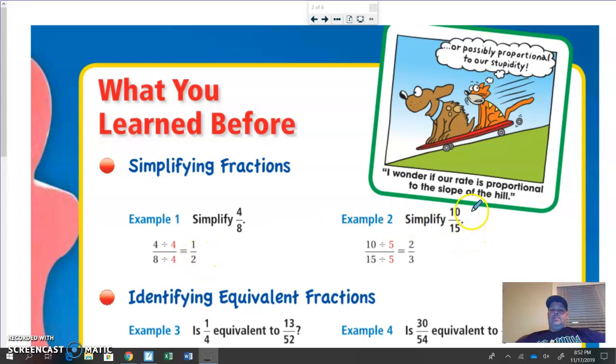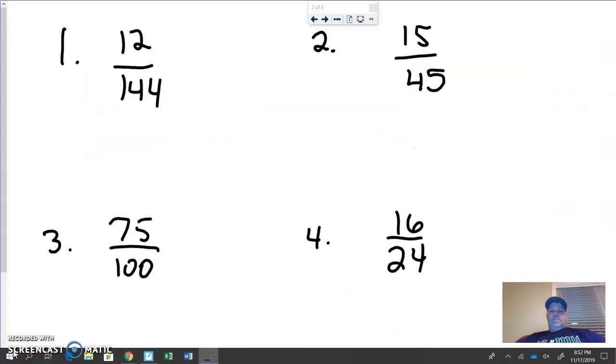In my second example, simplifying 10/15, you can see we're going to divide both of those by 5. Our answer is 2/3. We will now practice a couple of problems together. Please see if you can do these 4 problems on your own, simplify them, and then pause the video while students work on this. When most students are done, please restart the video and I will have answers.